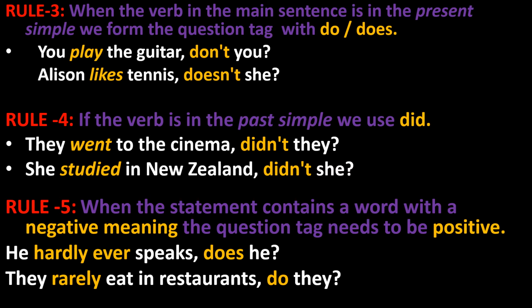Rule 5. When the statement contains a word with a negative meaning, the question tag needs to be positive. Look at the example. He hardly ever speaks. Here the statement contains the negative meaning hardly ever. We form the question tag positive: does he? They rarely eat in restaurants. Here rarely is a negative word. We frame the question tag with do they?